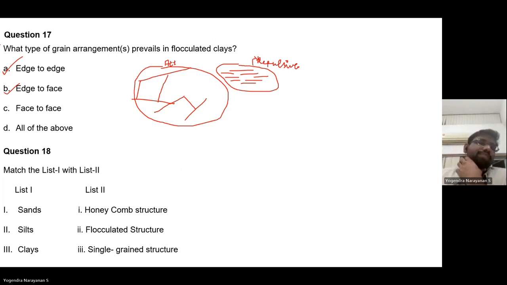Hence, a flocculated clay consists of edge-to-edge and edge-to-face contacts, which is combinedly termed as card house arrangement.